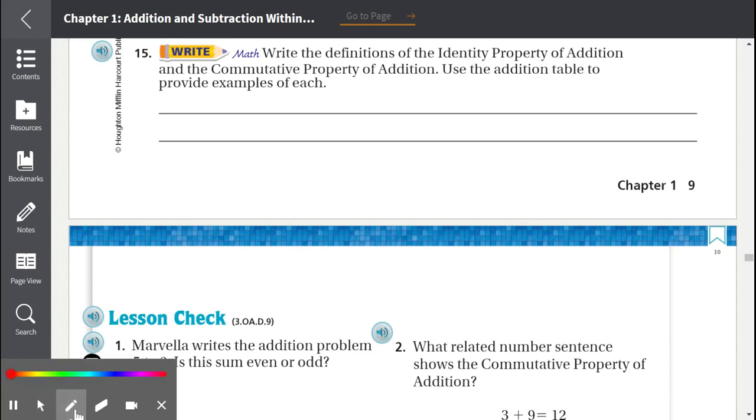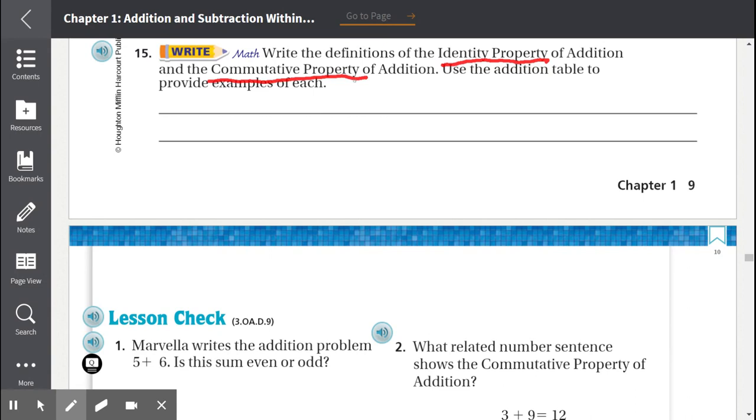Number 15 says, write the definitions of the identity property of addition and the commutative property of addition. So we're going to write the definitions for the identity property of addition and the commutative property of addition. So the identity property states that any number plus 0 equals that number.